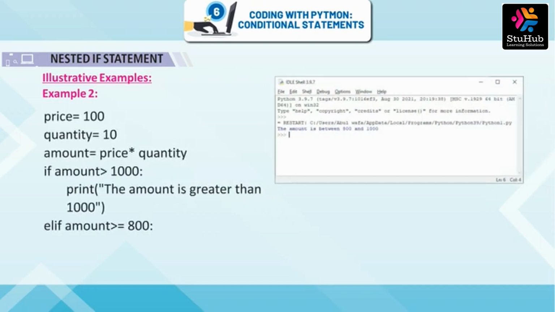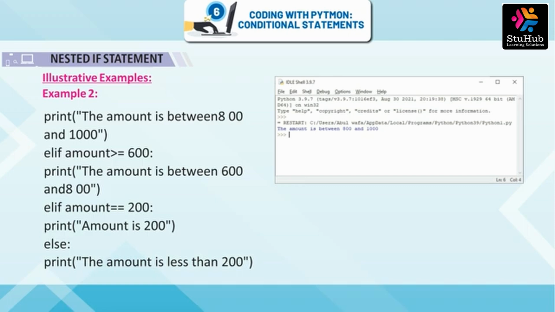Example 2. price = 100, quantity = 10, amount = price * quantity. If amount > 1000, print "the amount is greater than 1000". Elif amount >= 800, print "the amount is between 800 and 1000". Elif amount >= 600, print "the amount is between 600 and 800". Elif amount == 200, print "amount is 200". Else print "the amount is less than 200".